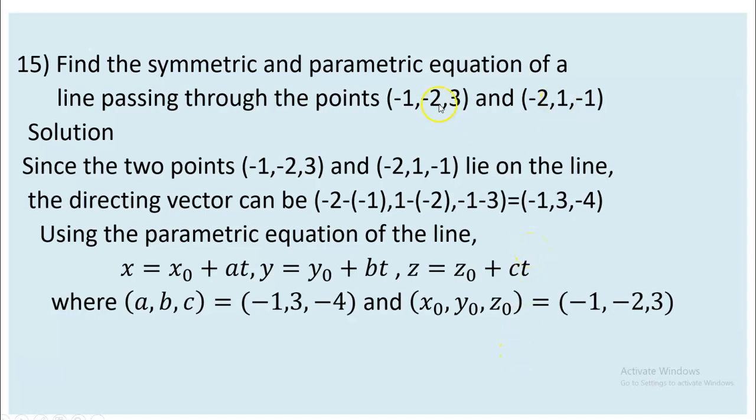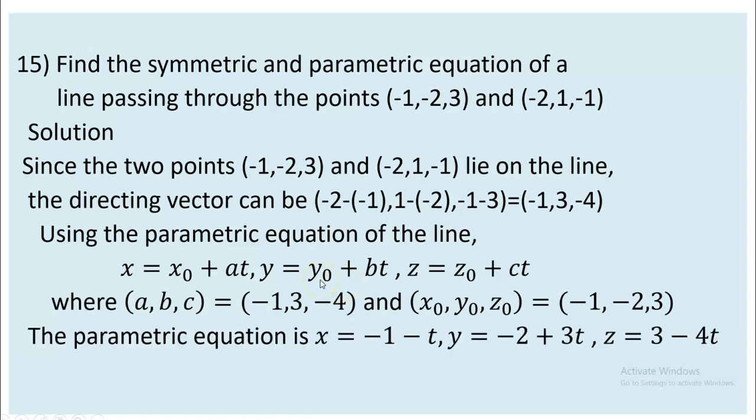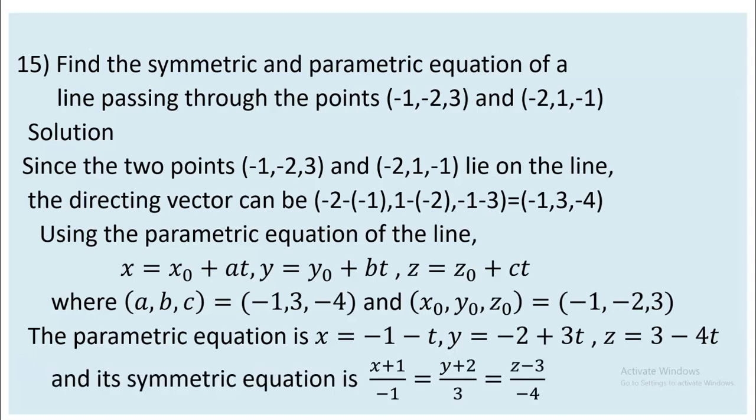Whatever point you may use, you are going to obtain the same equation. Substituting these values in their corresponding places above, you can obtain the parametric equation as you see. x is minus 1 minus t, y is minus 2 plus 3t, z is 3 minus 4t. Now students, if you solve for t, you come across the symmetric equation. So its symmetric equation is going to be like this.